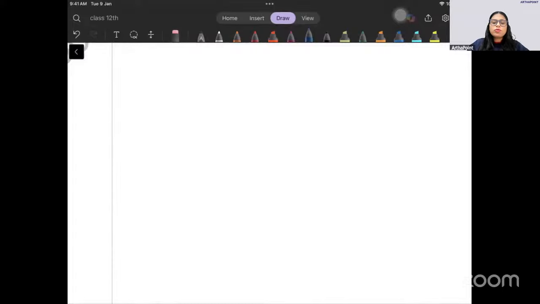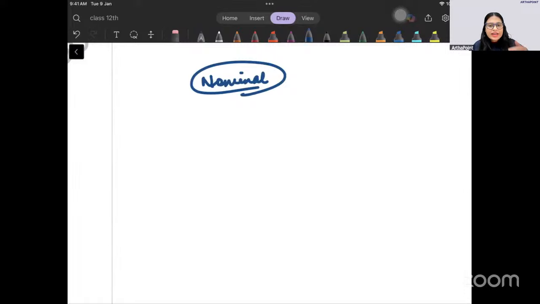So the first scale of measurement is basically called the nominal scale. Nominal में क्या होता है? That we have data which is labeled, right? There is no ranking, there is no numerical meaning to it, like blood groups A, B, O. These are the blood groups, right?